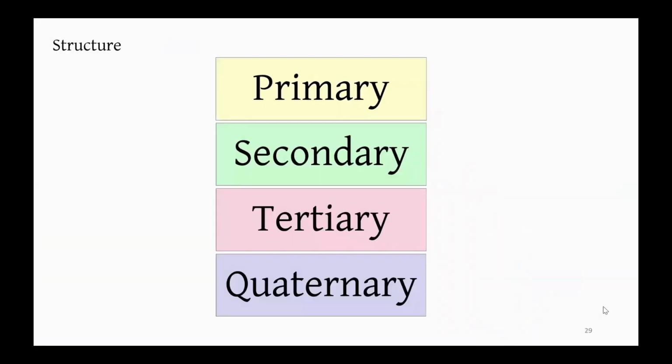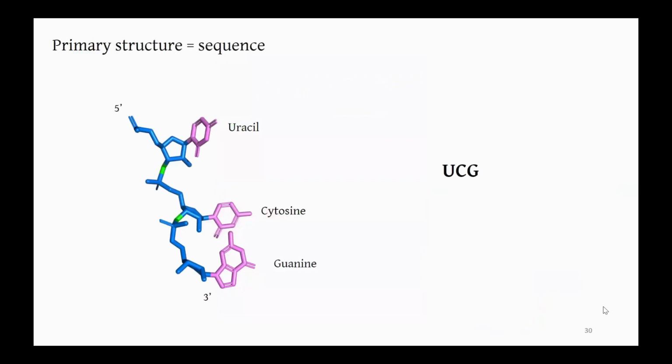Let's come back to the structure, which defines function. There are 4 levels of RNA structure: primary, secondary, tertiary, and quaternary. Primary structure is a sequence. The sequence is a string of bases of the RNA written from 5' to 3', where 5' marks the nucleotide whose phosphate group is not binding to any other nucleotide. And here is an example. This chain has uracil, cytosine, and guanine, and its sequence is going to be UCG.